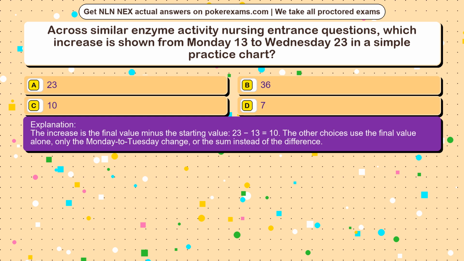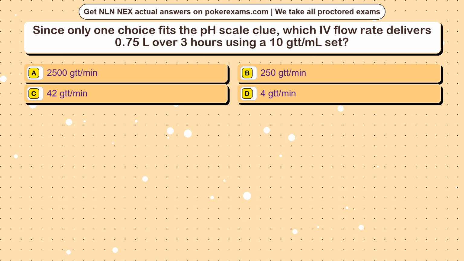The increase is the final value minus the starting value, 23 minus 13 equals 10. The other choices use the final value alone, only the Monday to Tuesday change, or the sum instead of the difference. Question 21. Since only one choice fits the pH scale clue, which for flow rate delivers 0.75 L over 3 hours using a 10 GTT/mL set? Option A, 2500 GTT/min. Option B, 250 GTT/min. Option C, 42 GTT/min. Option D, 4 GTT/min.